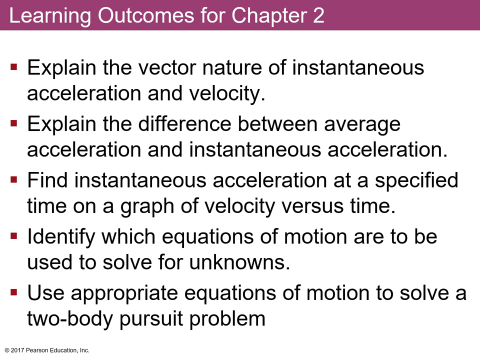Explain the difference between average acceleration and instantaneous acceleration. We'll also find instantaneous acceleration at a specified time on a graph of velocity versus time. So you're given a graph of velocity versus time. You should be able to tell what the instantaneous acceleration is based on that graph. It will be the line tangent because it's the derivative. We will see the derivative of velocity with respect to time is the acceleration, and as you know, the derivative is the slope of the line tangent at that particular point.